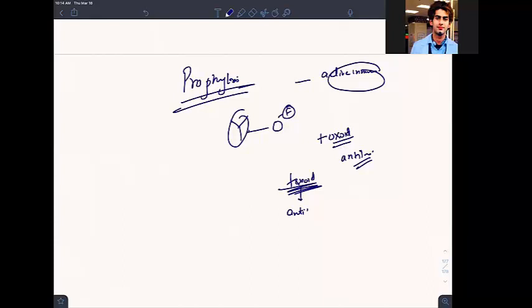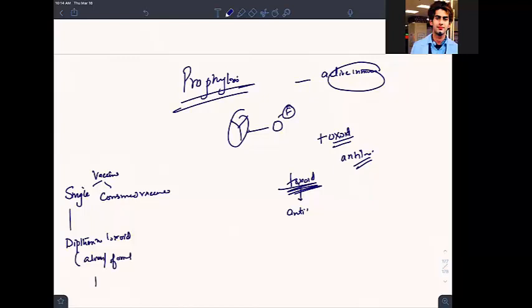So what vaccines do we have? We have single vaccine and we have combined vaccine. Single vaccine is diphtheria toxoid. Why is it single? It is alum or formal precipitated. Alum, ALUM, or formal precipitated. Okay.